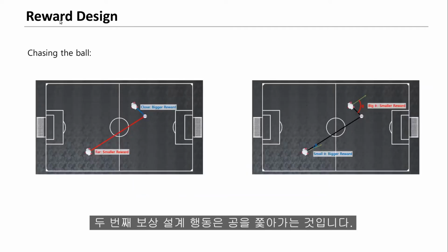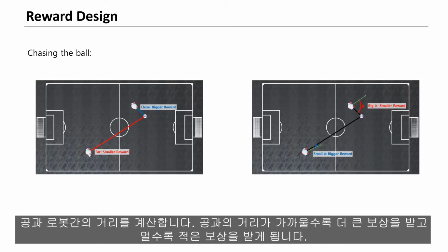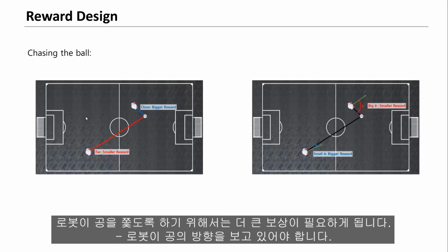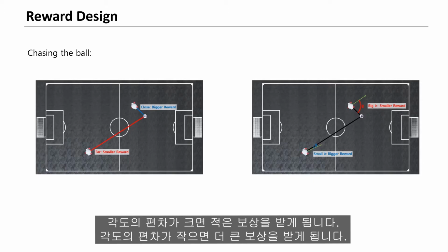The second behavior that we want to obtain in our reward design is chasing the ball. So we calculate the distance between the robot and the ball. If the robot is close to the ball, he receives a bigger reward, and if he's far from the ball, he receives a smaller reward. To help the robot chase the ball, we also give a bigger reward if the robot is oriented towards the ball. If there is a high error between his orientation and his position relative to the ball, he receives a smaller reward.